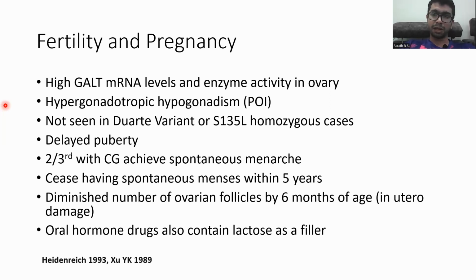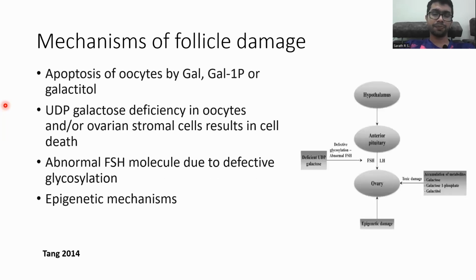So why is there primary ovarian insufficiency in galactosemia? There are 4 mechanisms. One is galactose 1-phosphate and galactose. These two are toxic substances in higher concentration. This can directly cause apoptosis of oocytes. Second one is there is deficiency of UDP galactose.